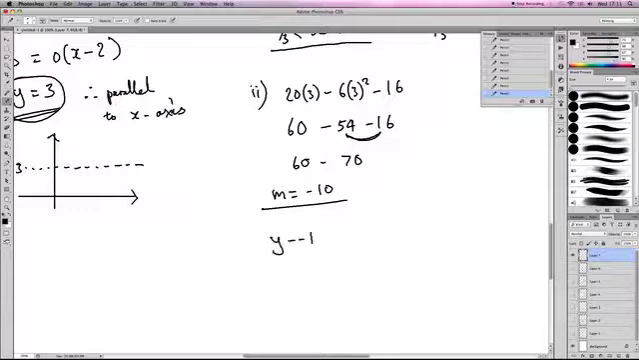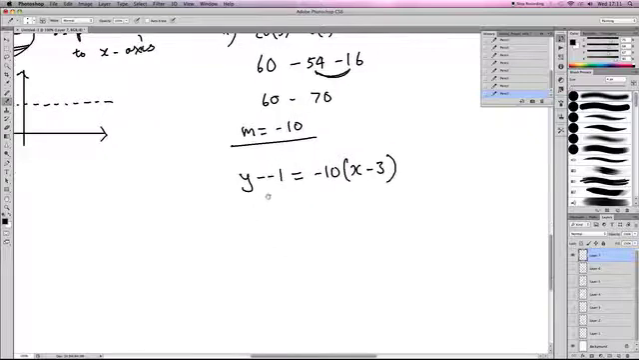So y minus 1 is equal to minus 10 times x minus 3. And now it just works like magic. So minus 10x minus 30 minus 31. I think that's it. Oh wait, I've messed up. We've got a double negative here. So that's 30 minus 1, plus 29. There we are. Alright.